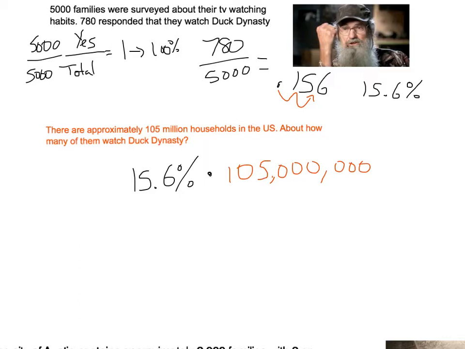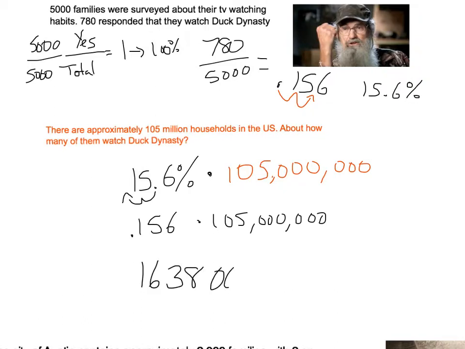Roughly, okay? So how are we going to do this calculation? Well, again, we need to make our percent into a decimal. So it's going to be 0.156 times 105 million. And when you do that, you end up getting 16,380,000 families probably, around there, watched Duck Dynasty out of the entire United States.